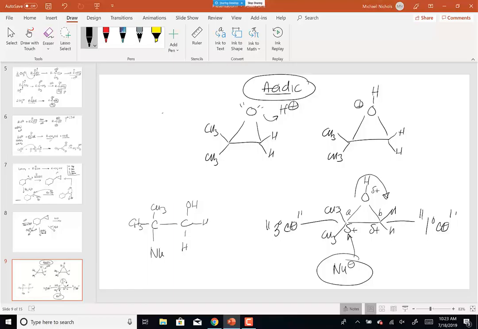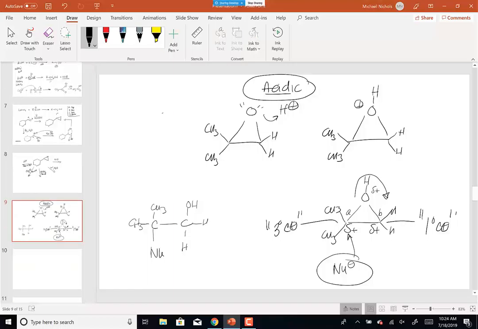But the critical part here is I need to put a positive charge in that epoxide. And the way I do it is by protonating the O. Because if I don't protonate the O, well, let's just go back. What did we say this kind of mechanism was? It has characteristics of both SN1 and SN2, right? SN2 because it's backside attack that gives you the trans, but SN1 because the nucleophile adds to the carbon with the most positive charge. So in terms of the regioselectivity, in other words, which of those two structural isomers am I going to make? It's SN1.